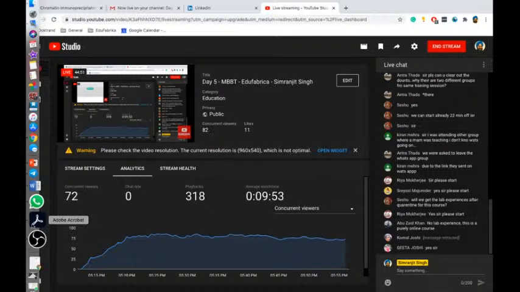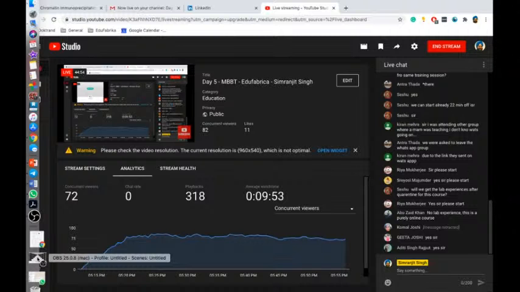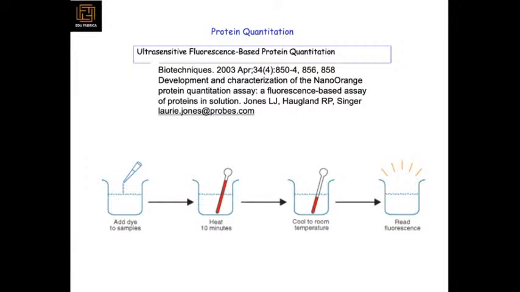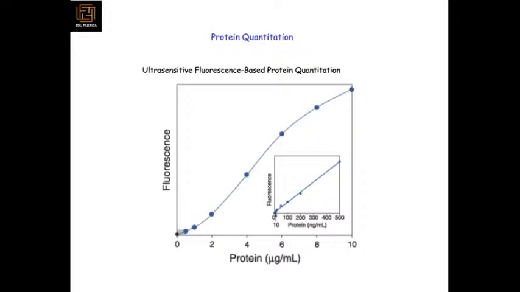So that was something about Bradford quantification. Now comes the next part. You can also do the quantitation with the help of ultra-sensitive fluorescence-based protein quantitation. The method is given in the BioTechniques paper, in which you add your sample dye, then you heat for 10 minutes, then you cool it, and you can read the fluorescence of the sample, and that fluorescence could equate to your protein in micrograms per ml. This is your ultra-sensitive fluorescence-based quantitation method. So you can quantify your proteins like this.